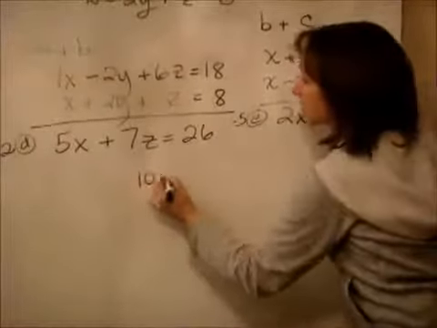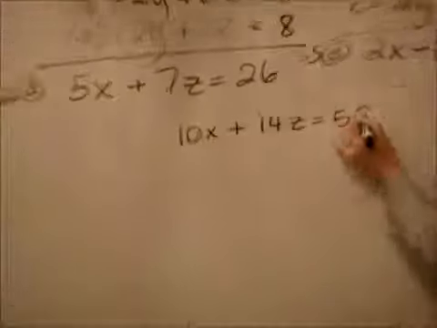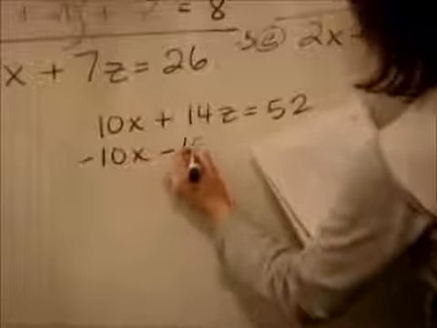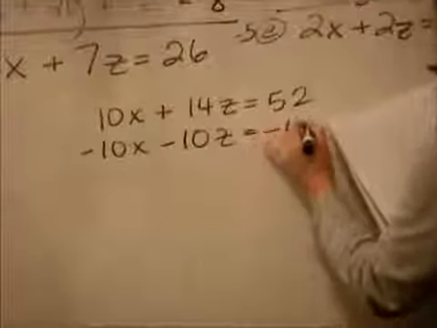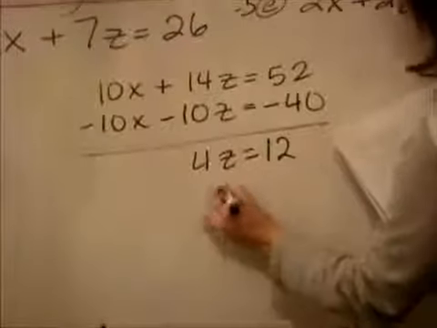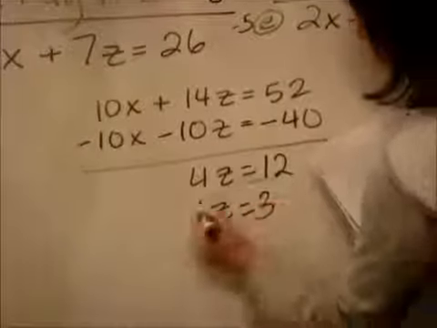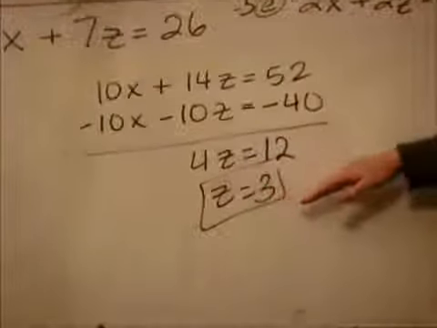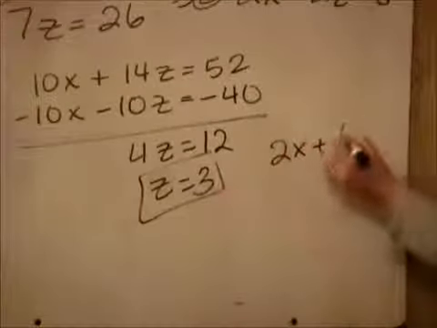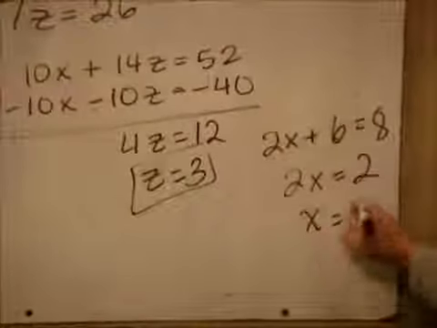So we get 10x plus 14z equals 52. And this one by minus 5, we're going to get minus 10x minus 10z equals minus 40. And that will give us 4z equals 12, or z is going to equal 3. Now we're just going to start back substituting. We'll put it into this equation. So we get 2x plus 6 equals 8, 2x equals 2, and x equals 1.